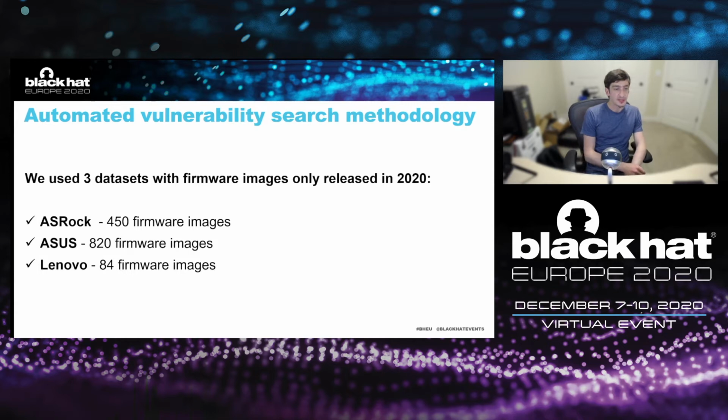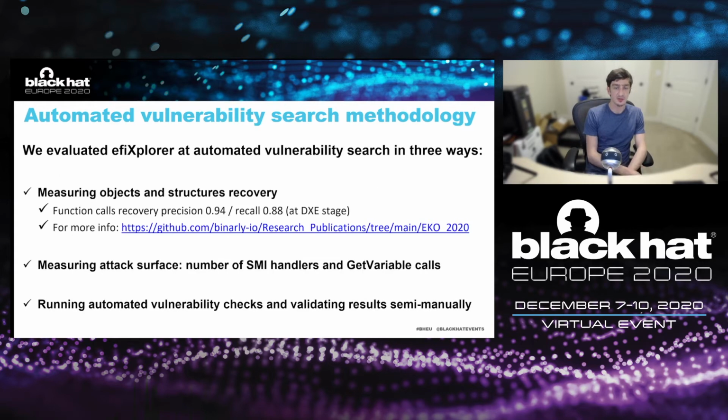First, let's talk about the data sets and the type of data we collected. We have ISROC, about 400 firmware images. We have ASUS, a little bit more, close to 1,000 firmware images. And we have Lino, about 84 firmware images in total. All of them were released in 2020, which means that if we find security issues there, they are likely valid, they exist, and they are a real concern for users who rely on that product.